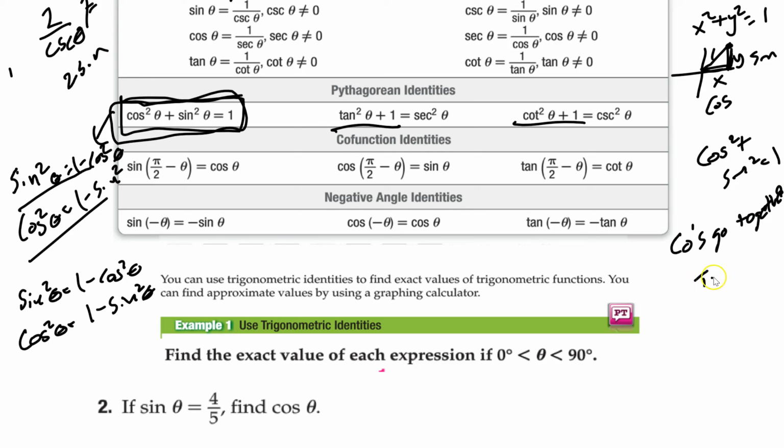And then it's tan squared plus 1. That's how I remember it. I always know it's the co's go together. So if I have cotan squared plus 1, it equals cosecant squared. Tan squared plus 1 equals secant squared. Another way you can do that is to go back to our basic formula. Cosine squared plus sine squared equals 1. Divide everything by cosine squared.